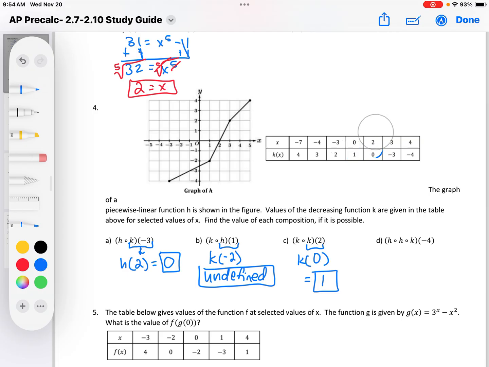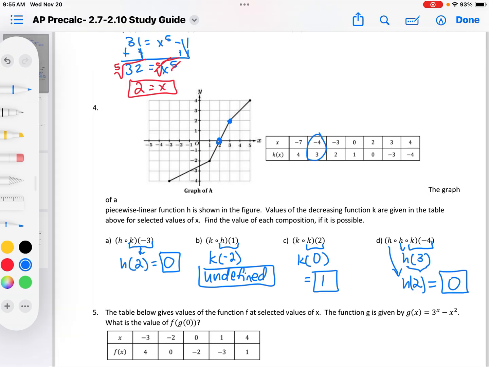All right, then the fourth one here, we're asked to do multiple compositions. So I start with k of negative 4. Use my k table. Negative 4 gives us an output of 3. So then we find h of 3. H of 3, I go to my graph. When x is 3, my output is 2. So this part is 2. So then we find h of 2. H of 2, according to our graph, has an output of 0.